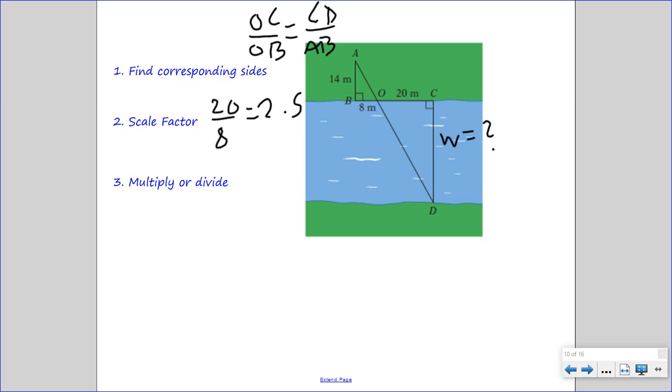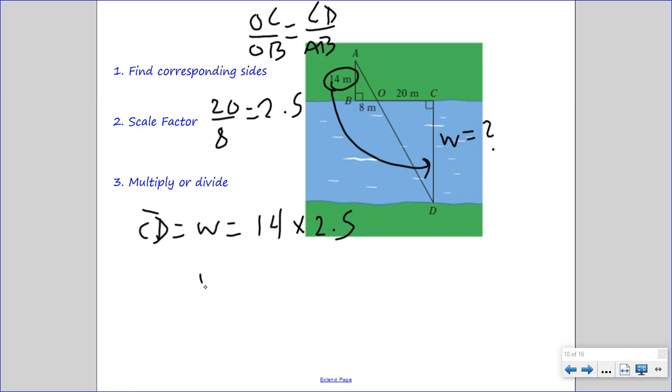Good. And now I'm going to use what I found out to find the width, or CD, that I didn't know. I noticed that the width is going to be much bigger than 14. So then I have to multiply 14 by my scale factor of 2.5. And then I arrive at my answer of 35 meters. And that is it. I hope you have fun solving these questions.